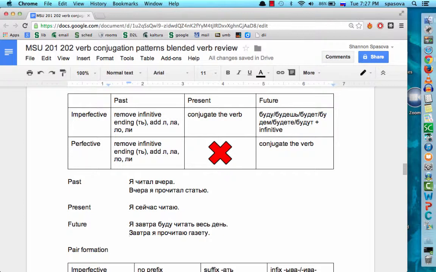Versus вчера я прочитал статью. Yesterday, I read the article. I finished reading it, it sounds like. We're focusing on that result of finishing something.